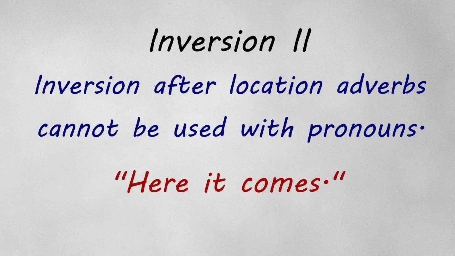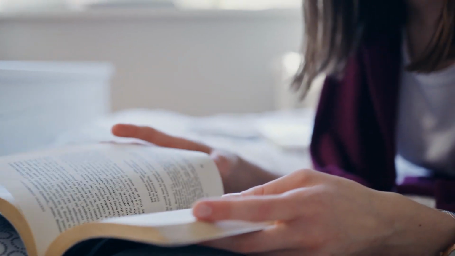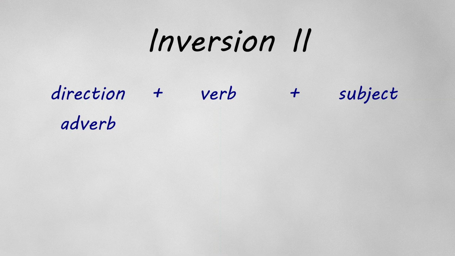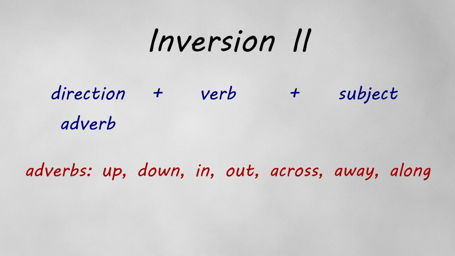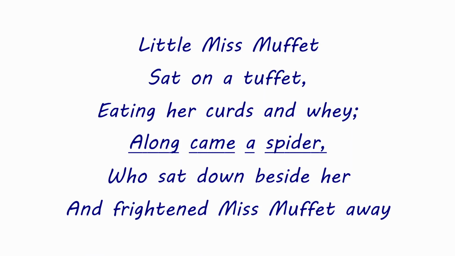The second way I'm going to talk about inversion is when it's used to add a dramatic flourish to a point in the story. This kind of inversion happens frequently after adverbs of direction, like up, in, out, away, along, etc., then followed by a verb, then the subject. Native speakers often encounter it at a young age as it's found in the nursery rhyme Little Miss Muffet.